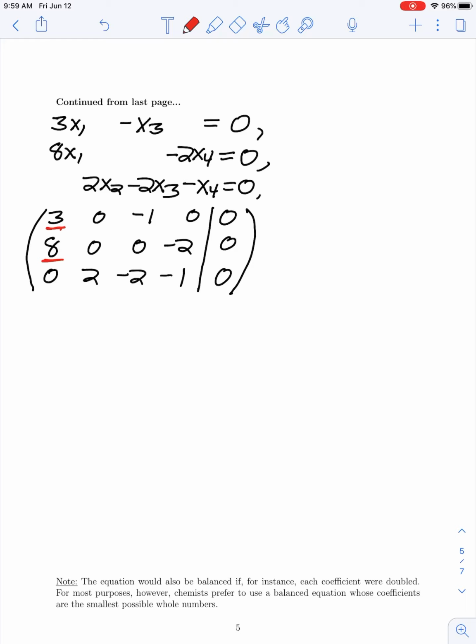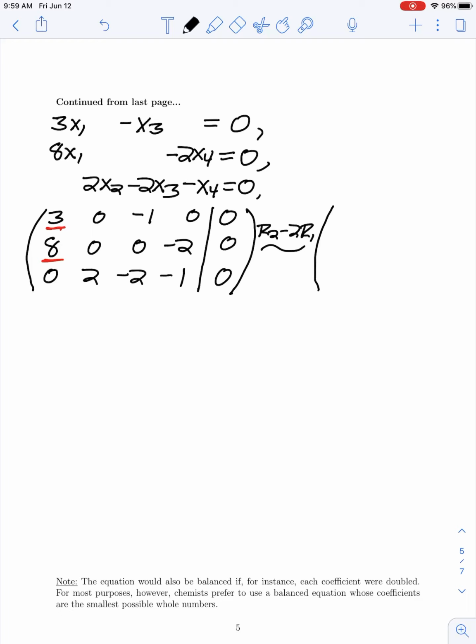In order to try to get a 1 coefficient as that top left entry, there are several things I could do. The way that I'm going to proceed is by first trying to simplify the lead entry in my second row. To do that, I'm going to take row 2 minus twice row 1. And let's see what that buys me.